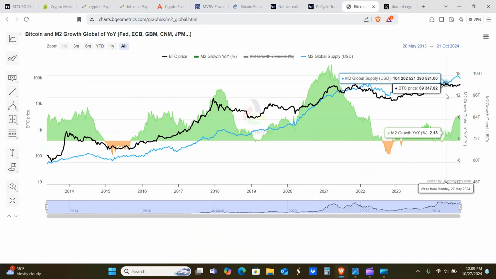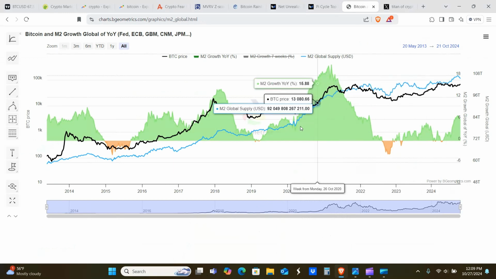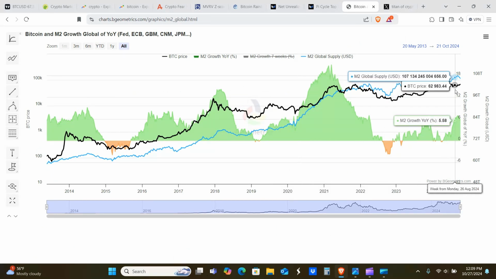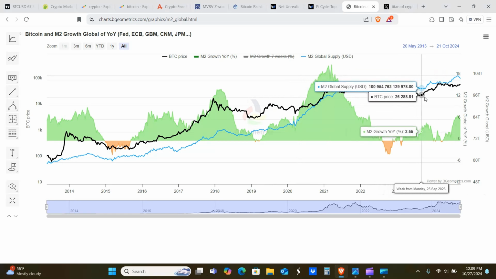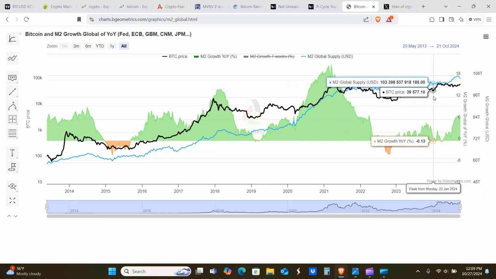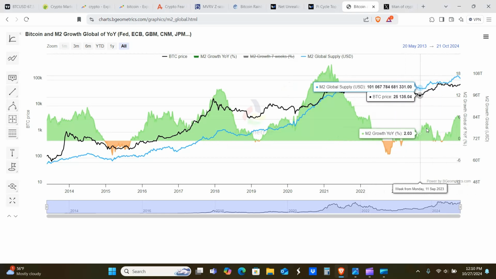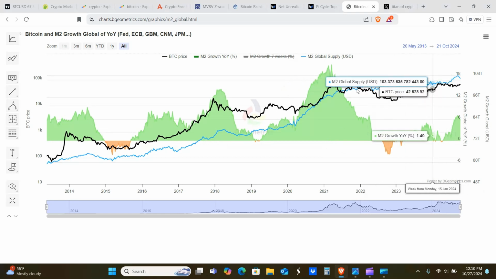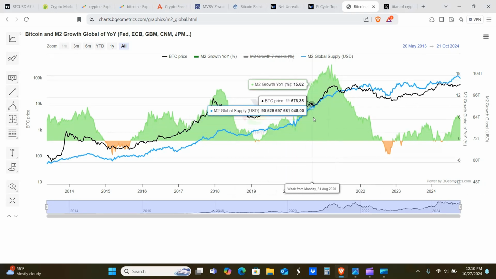So, M2 money supply global year over year. The narrative behind this one is pretty simple. The blue line is the M2 global money supply. The actual money supply growth year over year is kind of those little orange-greenish hills. And the black line is the Bitcoin price. So usually when the M2 money supply goes up, the green hills go up and the price of Bitcoin goes up. Okay, we can see that happen also in previous times.